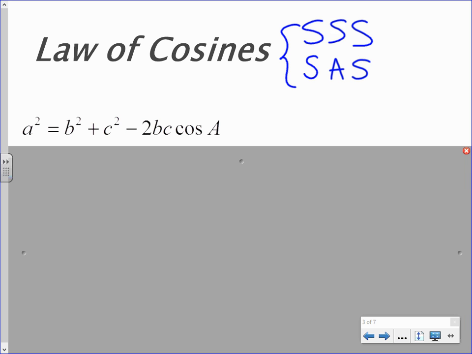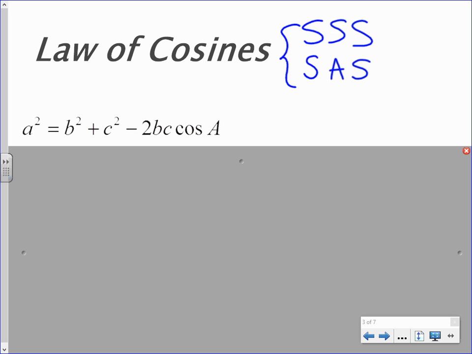So when you look at this formula, you notice that all three sides are present. Okay, a squared, b squared, and c squared. So it starts off a lot like the Pythagorean theorem, but then there's a little bit more to it. Okay, so a squared equals b squared plus c squared minus 2 times b times c times cosine of A.